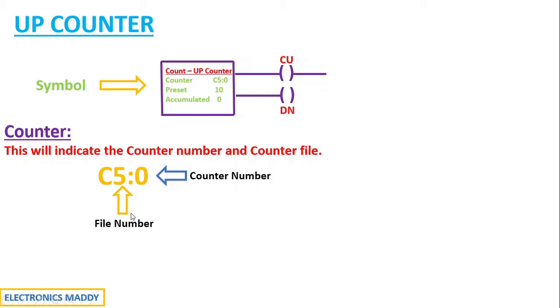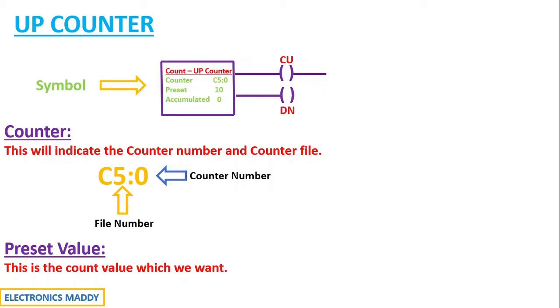And C5 basically indicates the file number. So there will be designations or positions allocated in the memory where you have to use this particular number in order to utilize the address of that particular PLC. That is why this is very, very important. So please make a note of it.